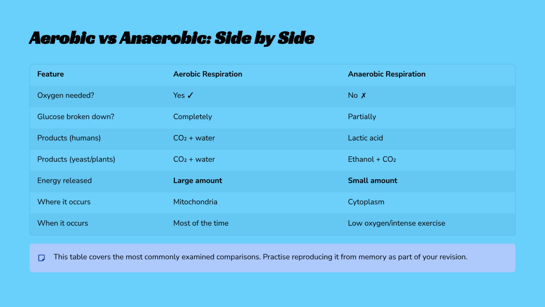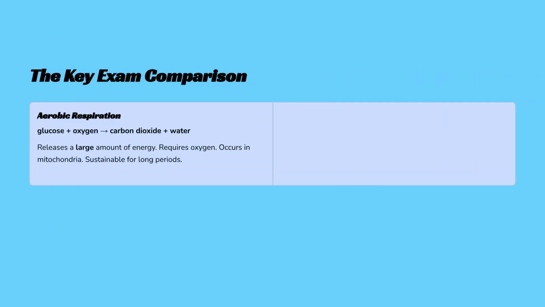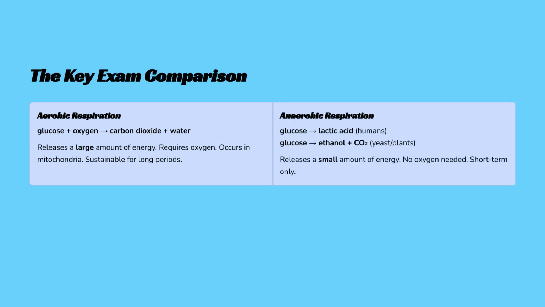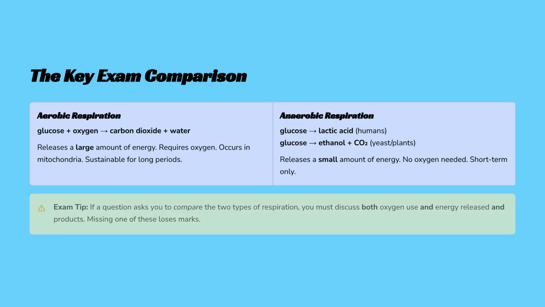Anaerobic respiration does not require oxygen, breaks down glucose partially, and releases only a small amount of energy in the cytoplasm. Aerobic respiration produces carbon dioxide and water, is sustainable, and releases a large amount of energy. Anaerobic respiration is short-term, produces lactic acid in humans or ethanol and carbon dioxide in yeast/plants, and releases a small amount of energy. Remember to mention oxygen use, energy released, and products when comparing the two.